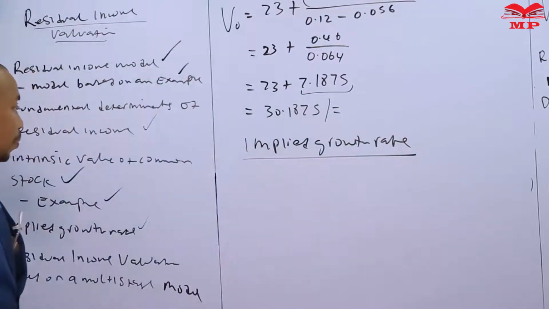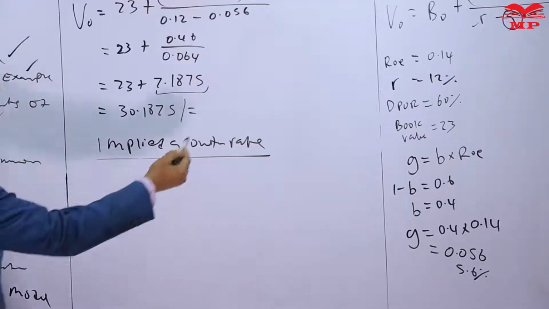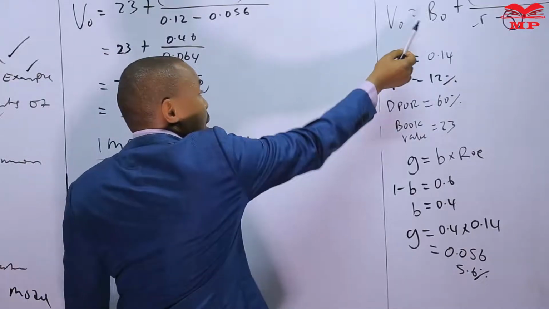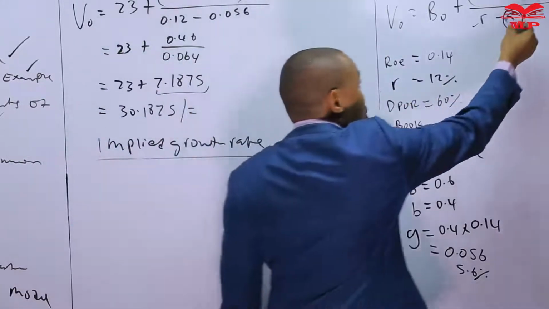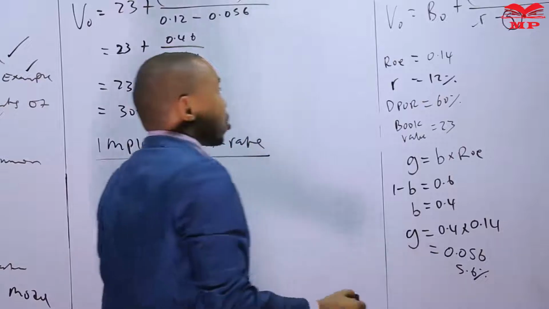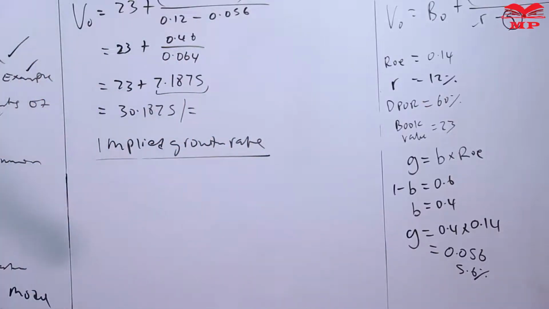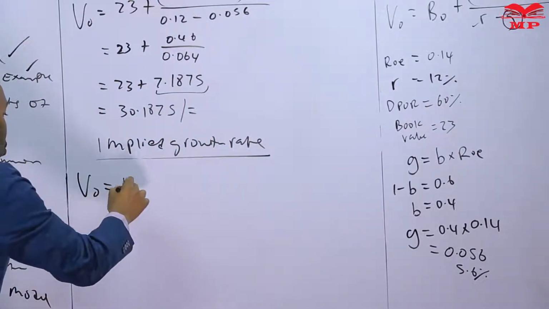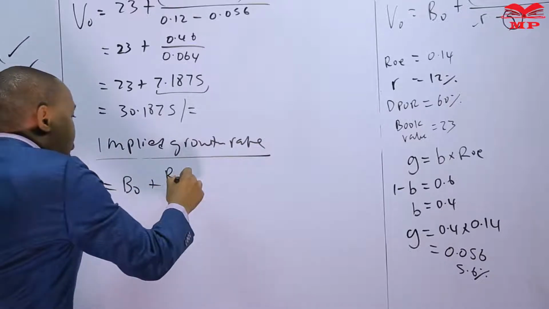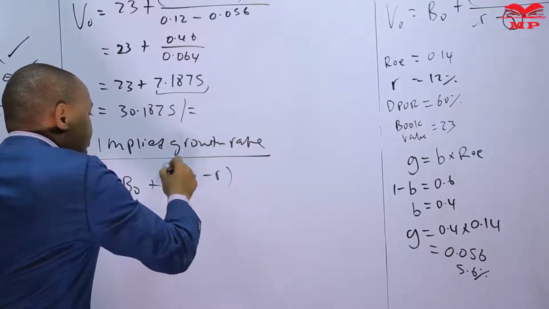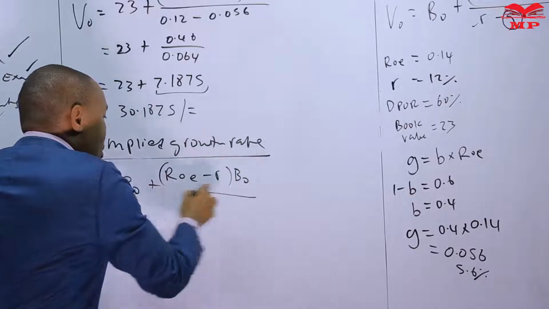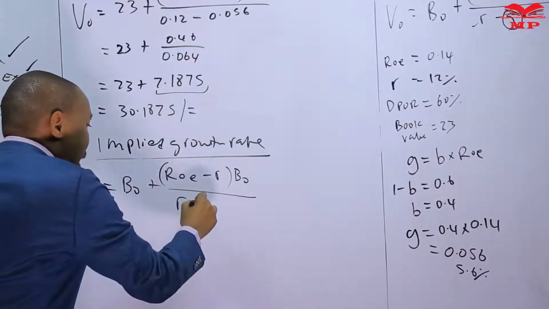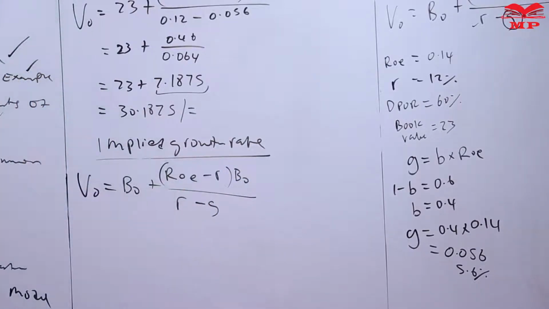Implied growth rate. The implied growth rate is given as V naught. We can just solve for the component of G right there. That's what you're trying to do by getting the implied growth rate. So we have V naught equals B naught plus ROE minus R, then you multiply by B naught, or the beginning book value, discounted against R minus G. We say this is the cap rate component there.